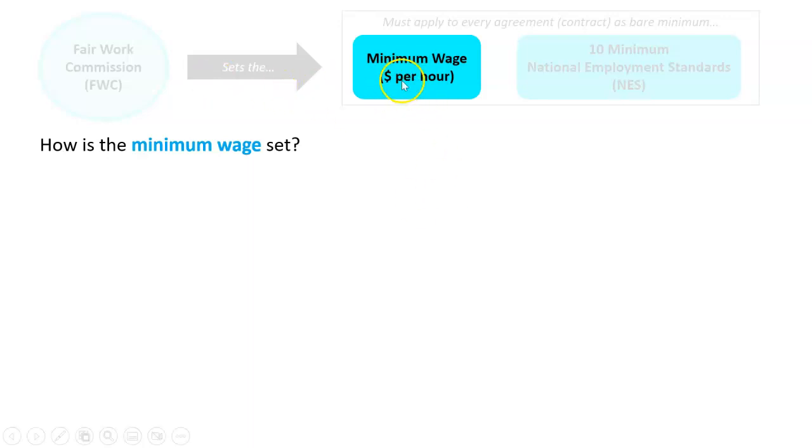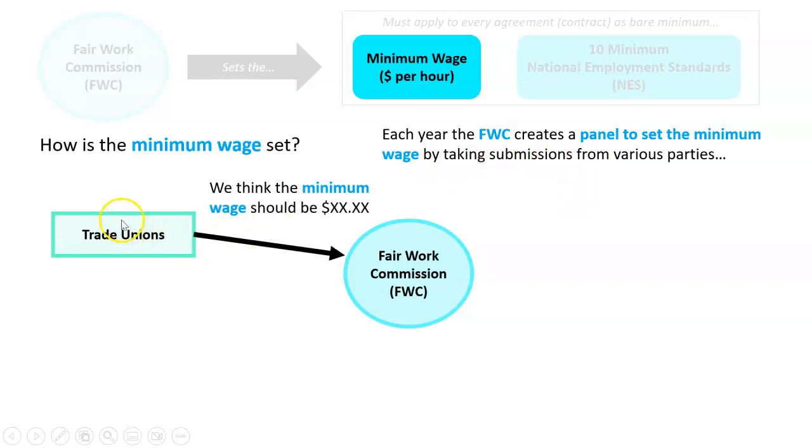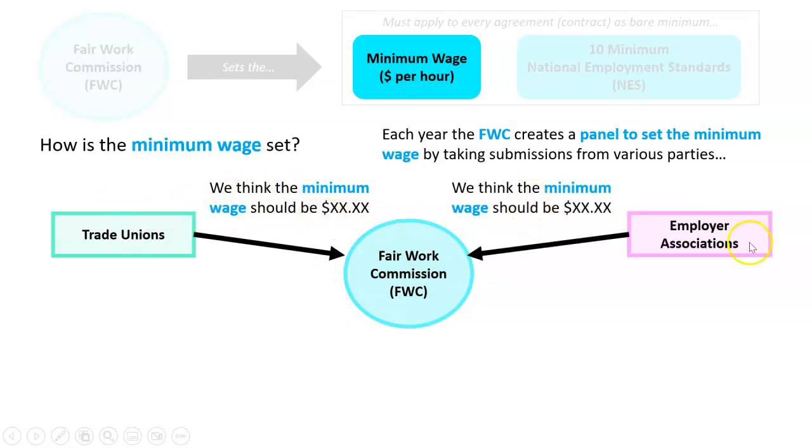So how do we get the minimum wage every year? Well, what happens is each year the Fair Work Commission creates a panel to set the minimum wage. But how do they do that? Well, they take submissions from various parties. So, for example, the unions will go up to Canberra and say, we think the minimum wage should be X. And then the employer associations representing the interests of employers come in and say, no, we think it should be this.